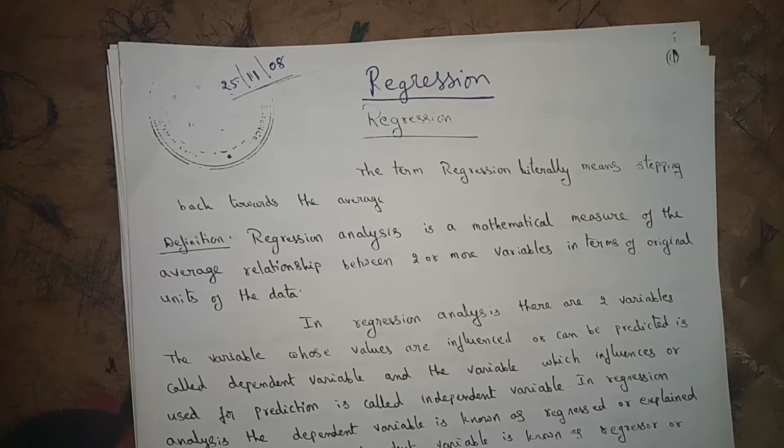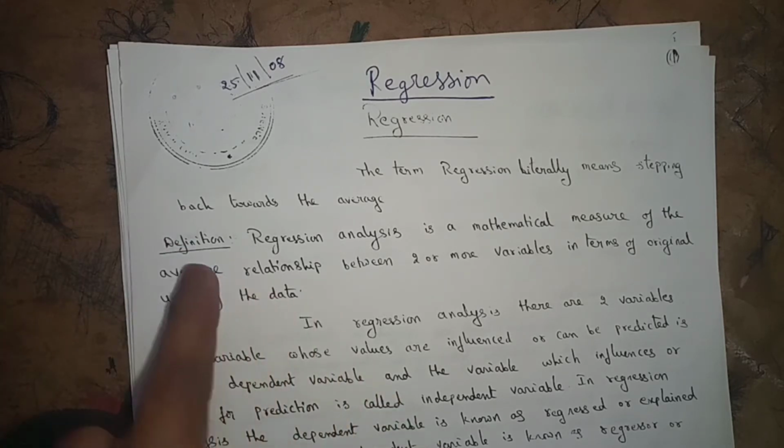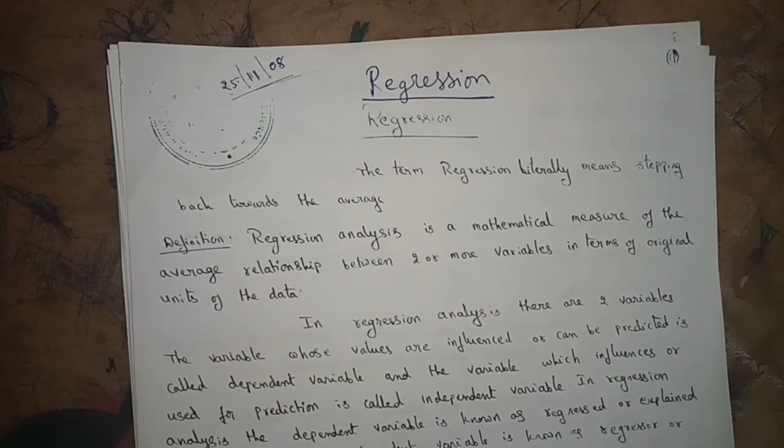The term regression literally means stepping back towards the average. What it really means we will see. The actual definition is: regression analysis is a mathematical measure. Why we are using this mathematical measure, we will see.